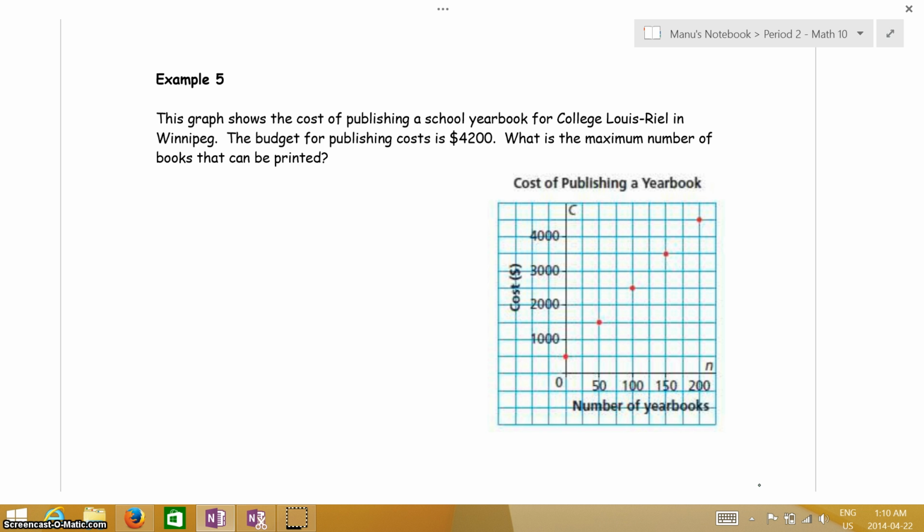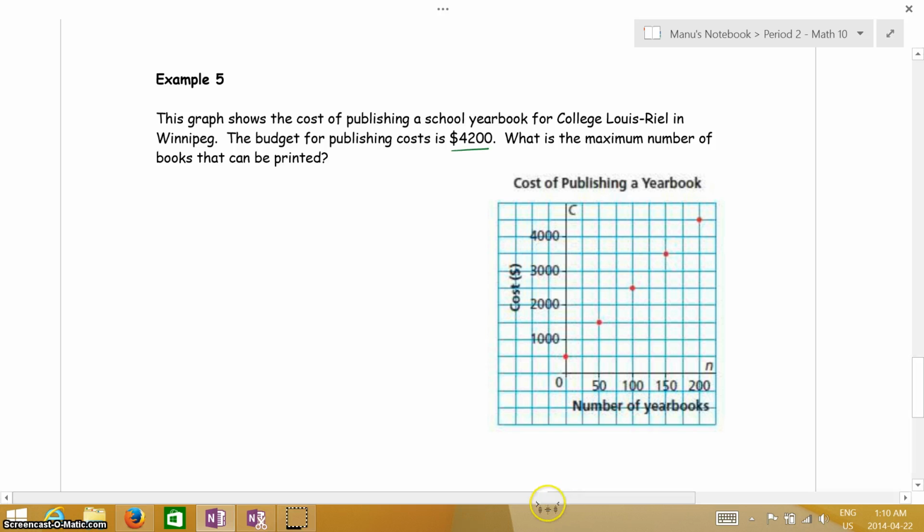This graph shows the cost of publishing a school yearbook for college in Winnipeg. The budget for publishing costs $4,200. What is the maximum number of books that can be printed? So this graph shows you the number of yearbooks compared to the cost of printing those yearbooks, right? And you'll notice that there's a whole bunch of different points on there. Our goal is to try and figure out how many books we can get for $4,200.